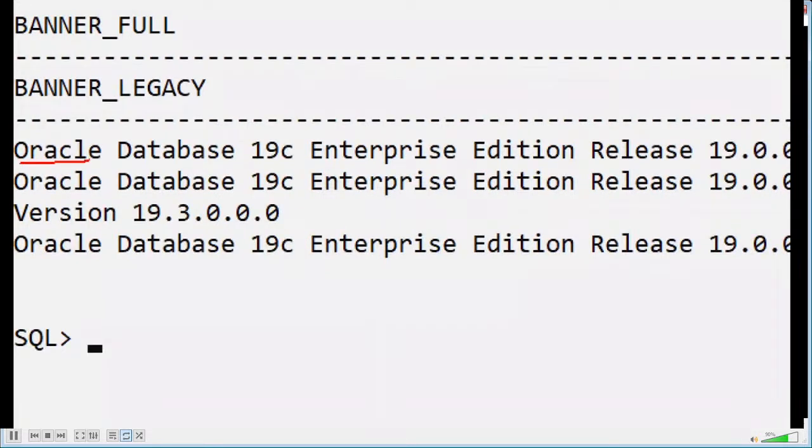Oracle is a product from Oracle Corporation. But what type of product is it? A database product. What version are we learning in our course? 19c is a version of this database product.